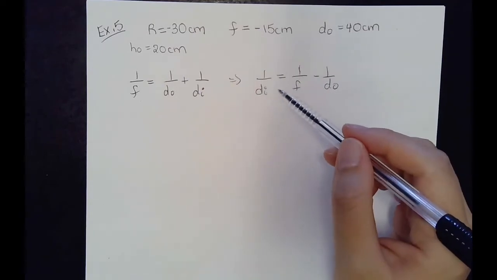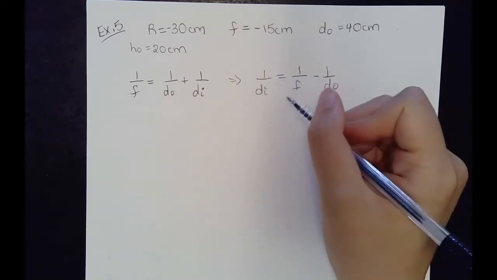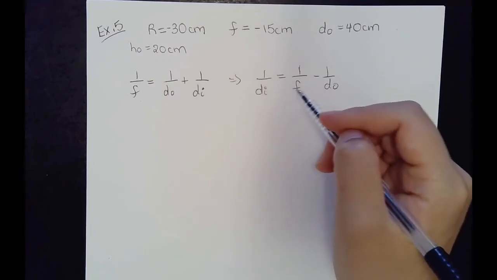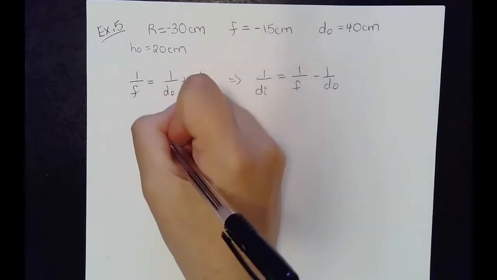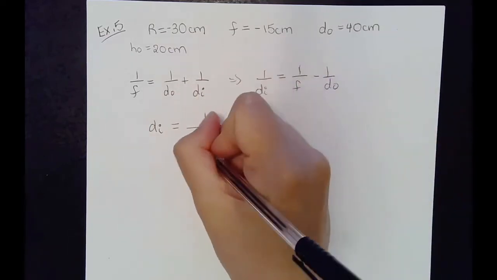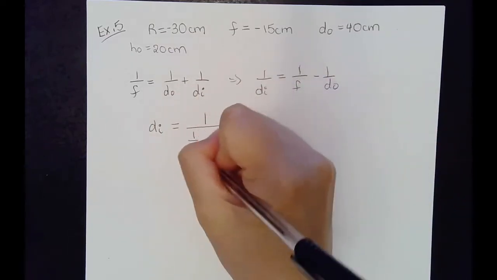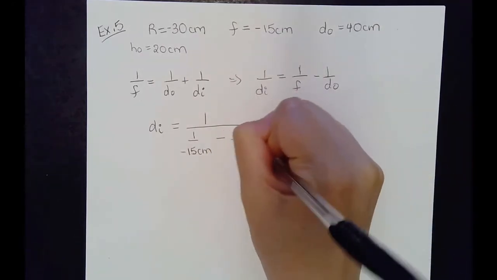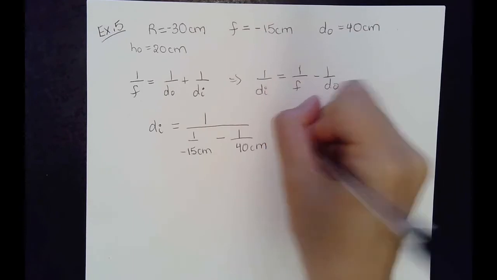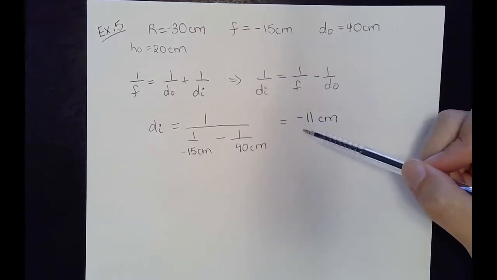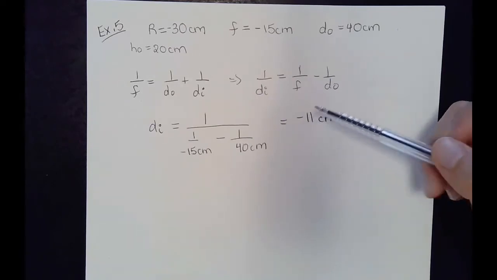And we want the image distance, so let's rearrange for DI. I've already done that here. 1 over DI is 1 over F minus 1 over DO. So DI equals 1 over negative 15 centimeters minus 1 over 40. And that gives negative 11 centimeters. And again, that negative sign tells us that it is virtual, so it's forming behind the mirror.